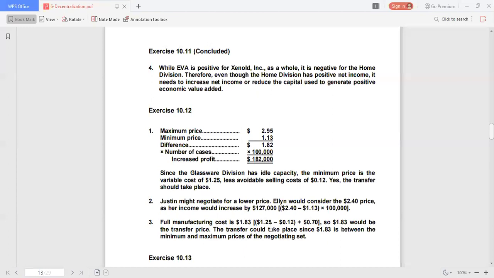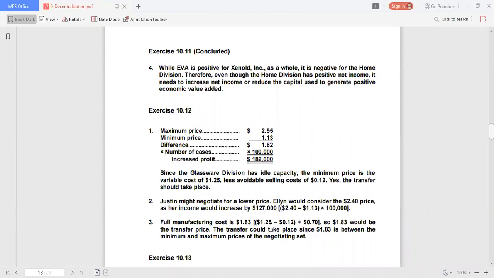Requirement 2. Suppose Justin knows that the glassware division has idle capacity. Do you think that he would agree to the transfer price of 2.89? Suppose he counters with an offer to pay 2.40. If you were Eileen, would you be interested in this price? Explain with supporting computations. Justin might negotiate for a lower price.